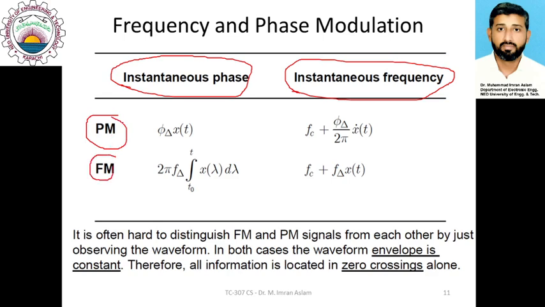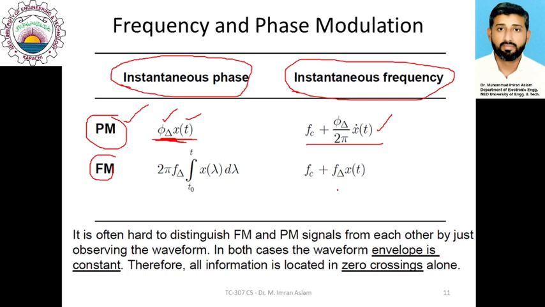So for the PM signal, the instantaneous phase is directly proportional to the message signal. So instantaneous phase is represented as phi delta x t, whereas the instantaneous frequency is dependent on the derivative of the message signal. So the instantaneous frequency of the PM signal is fc plus phi delta upon 2 pi times x dot t. Here x dot t is the first derivative of the message signal.